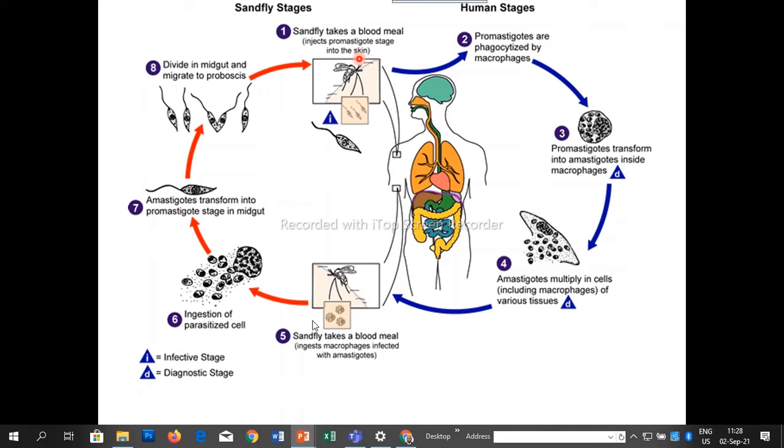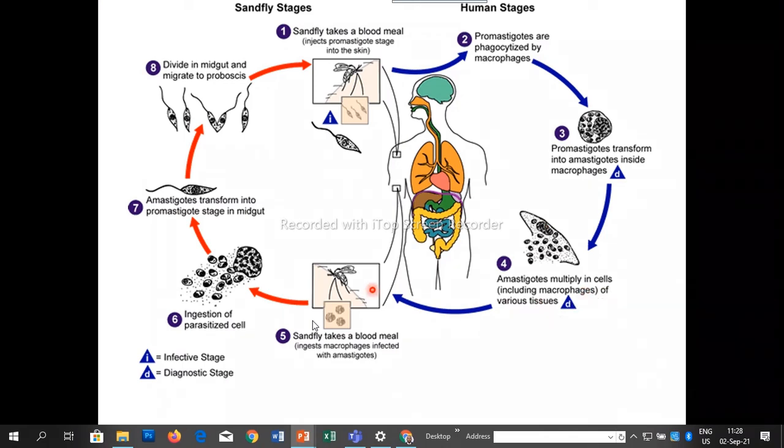Remember, in trypanosoma, the infective stage is the metacyclic trypomastigote. But here, the infective stage from the sandfly is the promastigote. Promastigotes are phagocytized by macrophages within the body. Once phagocytized, the promastigote transforms into amastigote inside the macrophages, and amastigotes multiply in cells, including macrophages of various tissues.